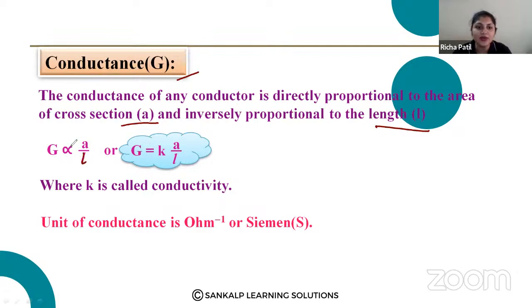So you remove this proportionality sign and introduce a constant K, and this constant K is called conductivity.